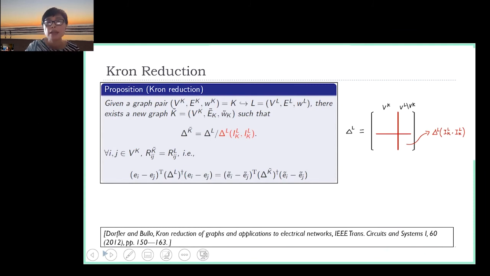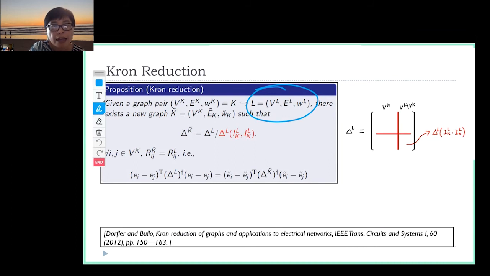Okay, so given a graph L, suppose now I care about only a subset of vertices in your bigger graph L. It turns out that there always exists a new graph spanned by this subset of vertices. This new graph will be a weighted graph, such that the effective resistance in this new weighted graph, in this reduced graph, is the same as the effective resistance in the original big graph for all pairs of vertices in this new graph.